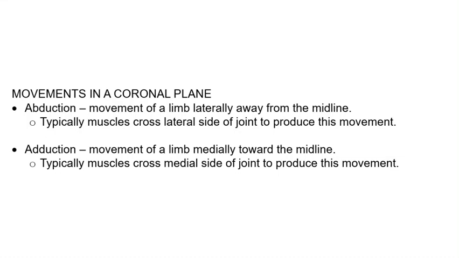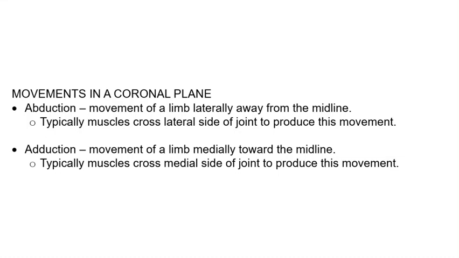Next, we will examine movements that occur along a coronal plane. These movements are abduction and adduction. Abduction is the movement of a limb laterally away from the midline. Typically, muscles that cross the lateral side of the joint will produce abduction movements.